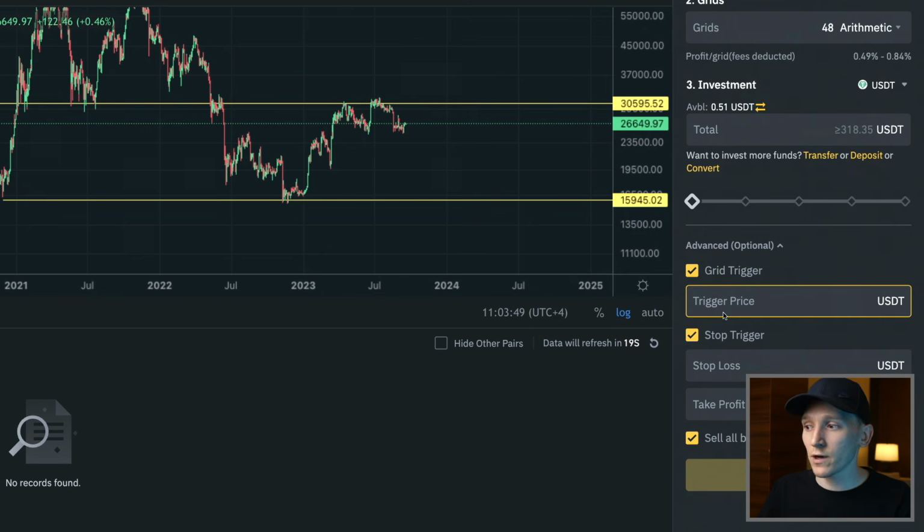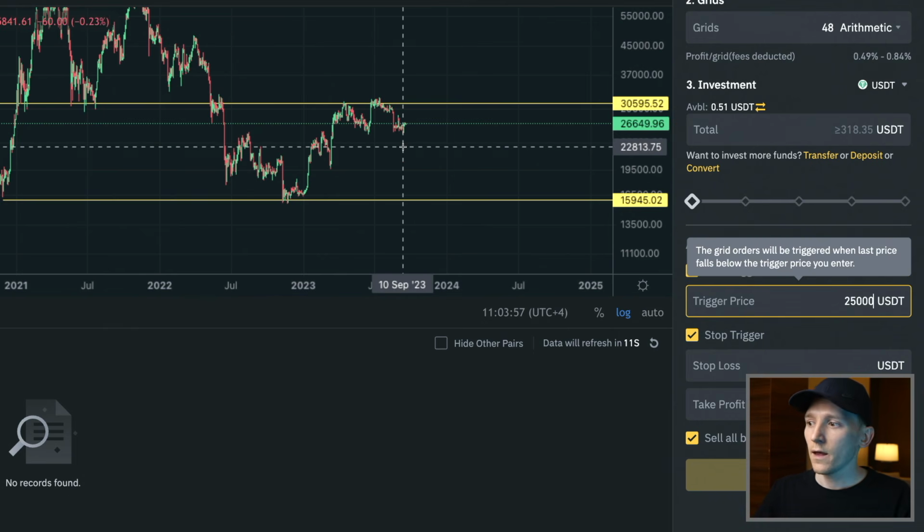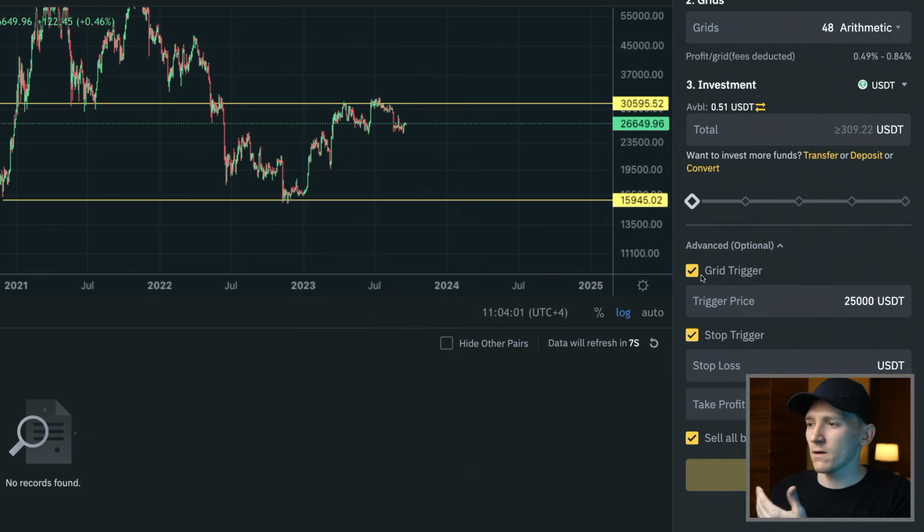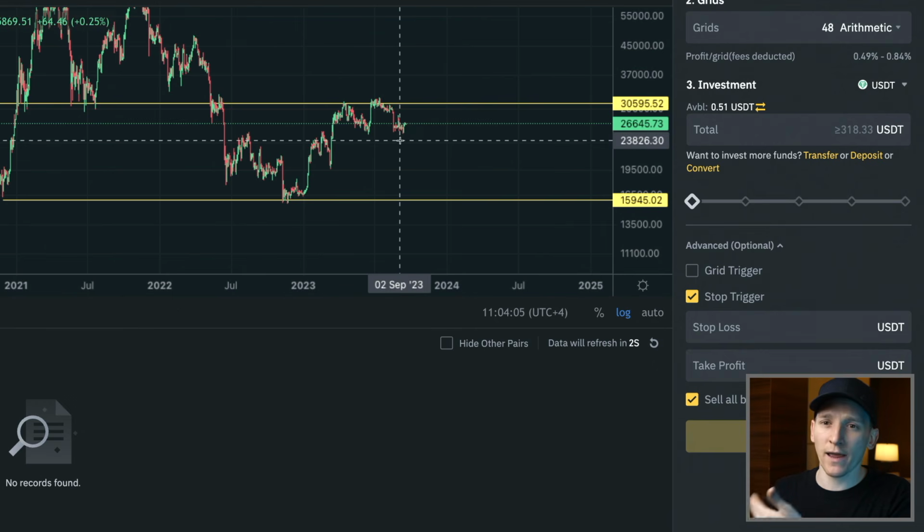You can also trigger it to say, I don't want to start here. I want to start at 25,000. So 25,000, and that would be at this level here, a little bit below. That just is a trigger. You can put it in or not. It's up to you, right? So again, I not really would use the trigger. As long as it's within my range, I'm happy to keep buying and selling if I can, right?